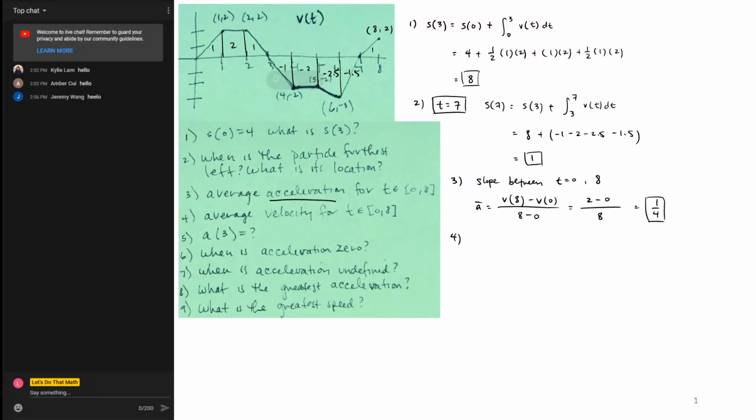If instead of average acceleration, it says instantaneous acceleration for some time, like instead of giving a time interval, it said time is equal to 4, for example, then you would just find the instantaneous slope when time is equal to 4. But anytime it says average, then that's just the slope of a secant line.